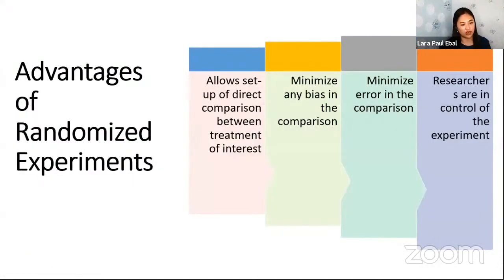So we have these advantages of randomized experiment. Number one, it allows the setup of direct comparison between treatments of interest. So direct comparison. Okay. Next, minimize any bias. So na-minimize natin yung bias. Why? Because we conduct randomization. Next is we minimize the error. Actually, this is because of the experimental error or the replicates. Now you try to have more replicates or experimental units, okay, to minimize the error. And then another is that the researchers are in control of the experiment. Again, you should have a good background para ma-control mo yung other factors that can influence the outcome.